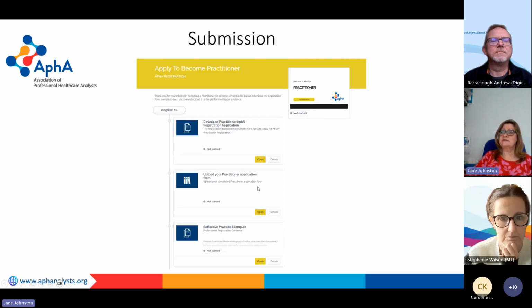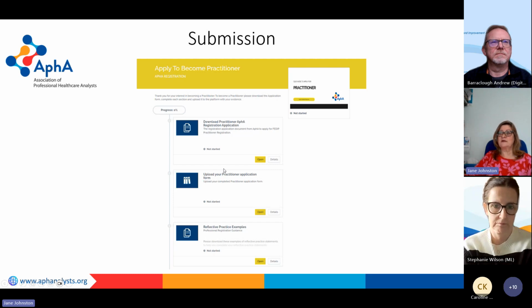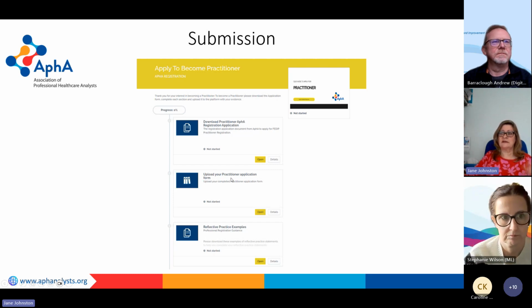The submission itself, this is what you will see when you go to do the submission. As I say, it's not an online application. You'll be saving all this stuff somewhere on your computer and then uploading it onto the system, and it will show you a progress bar as you upload. First, you download the application form and then upload the application form.